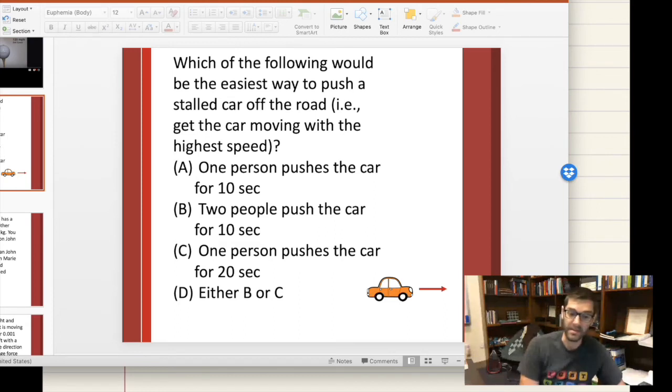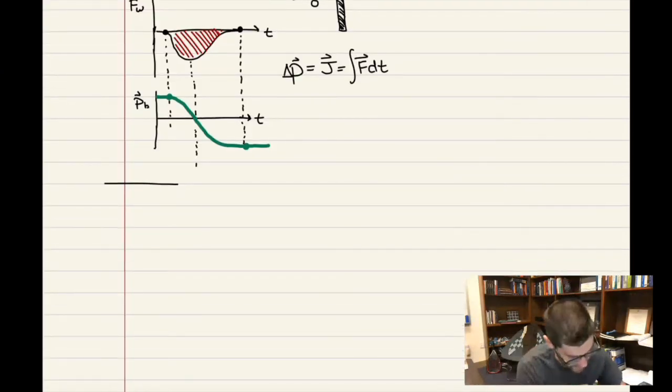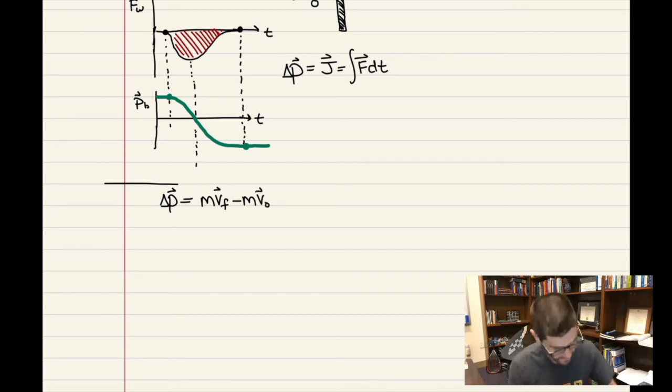So the answer in this case is D, either B or C. You can think of this, again, how is velocity changing? We can now rewrite this to think of how is momentum changing. So it's mv final minus mv initial. Or if the mass of the car is not changing, we might write this as m times v final minus v initial. You'll see that a lot if the mass does not change. Or we could just write this as m delta v.